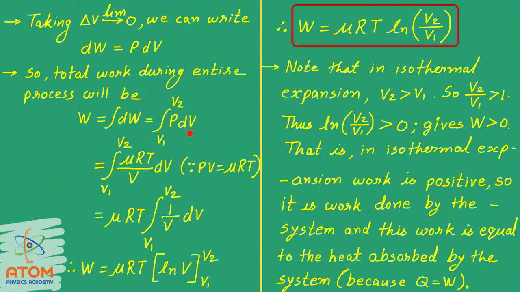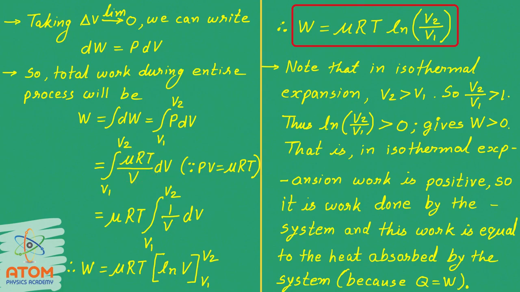Here we are integrating with respect to volume, so we should take the limits of volume by putting here V1 and V2. V1 is the initial volume, V2 is the final volume. Now using the equation PV is equal to mu RT, we can write P is equal to mu RT upon V, right? So in place of P, I can write mu RT upon V, and here is dV.